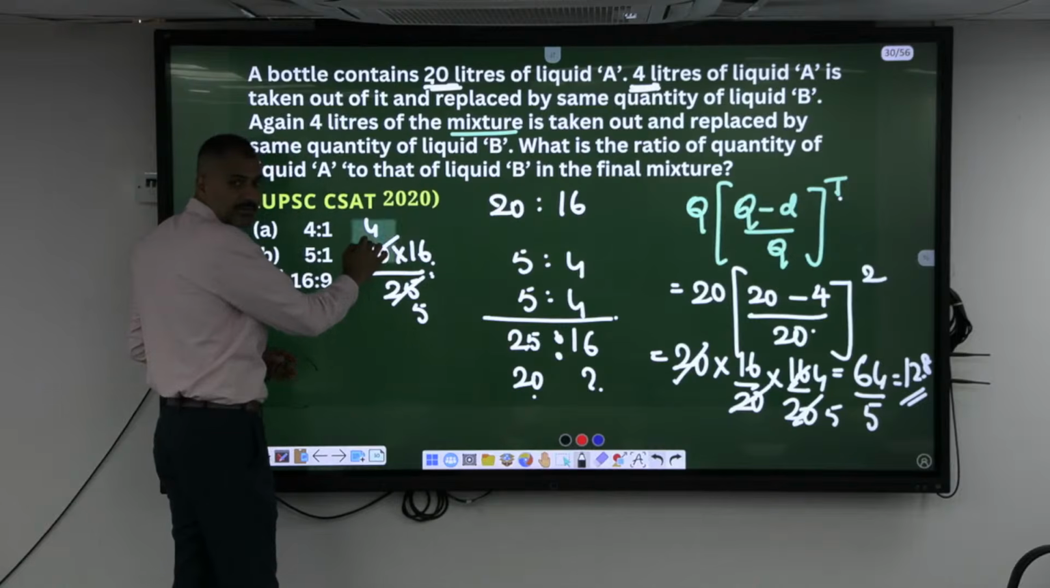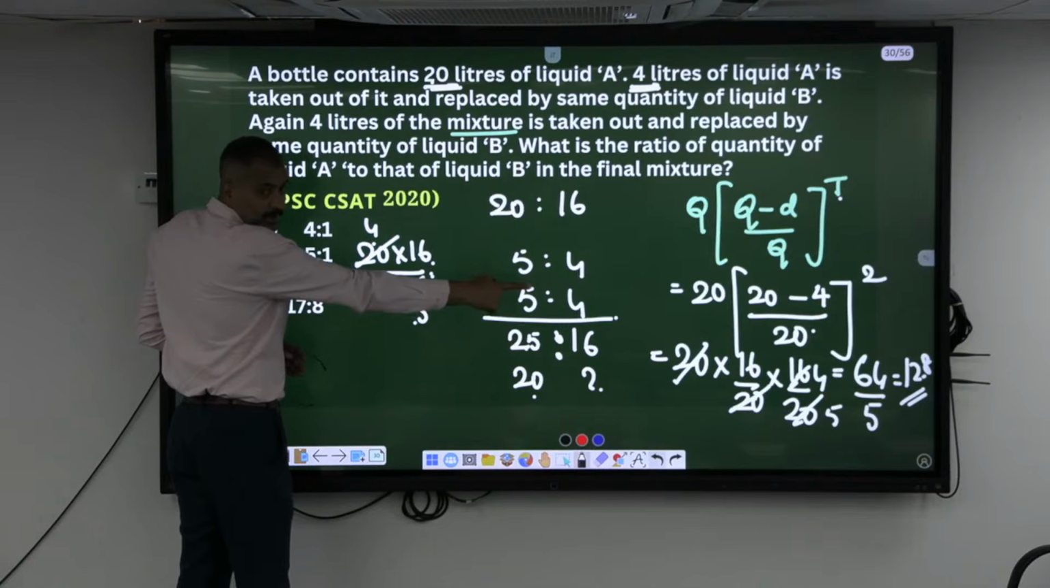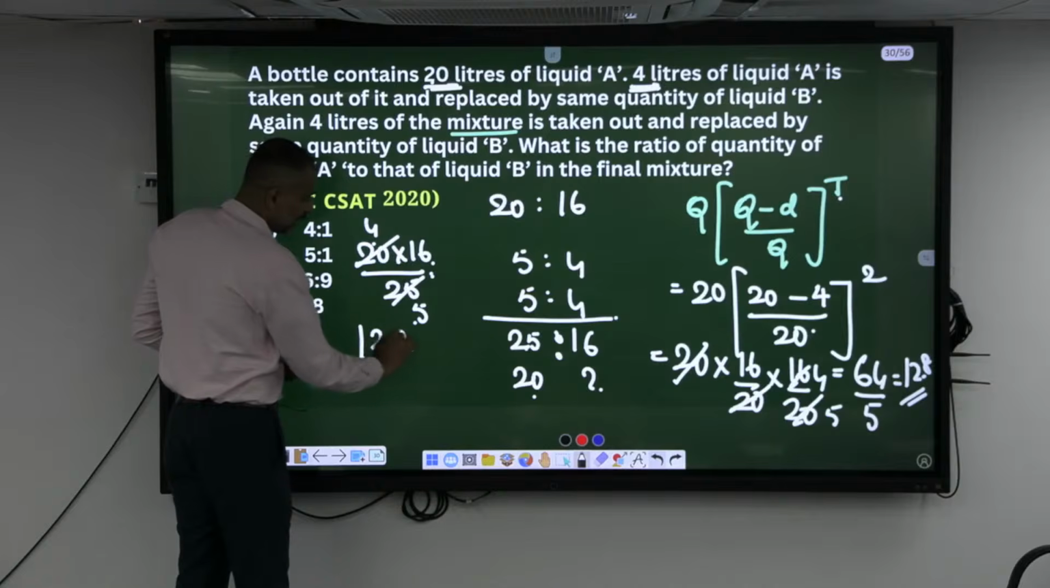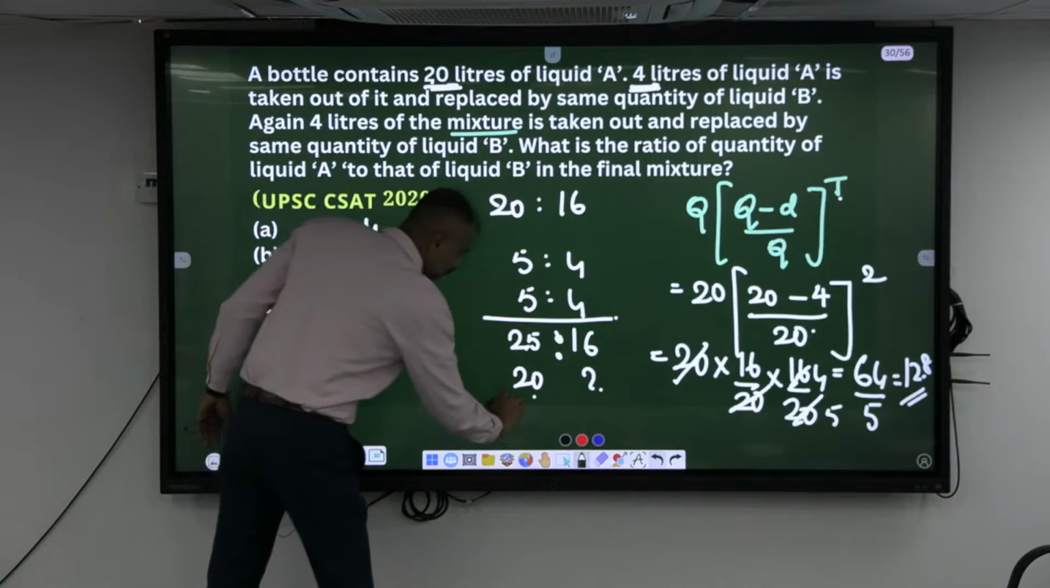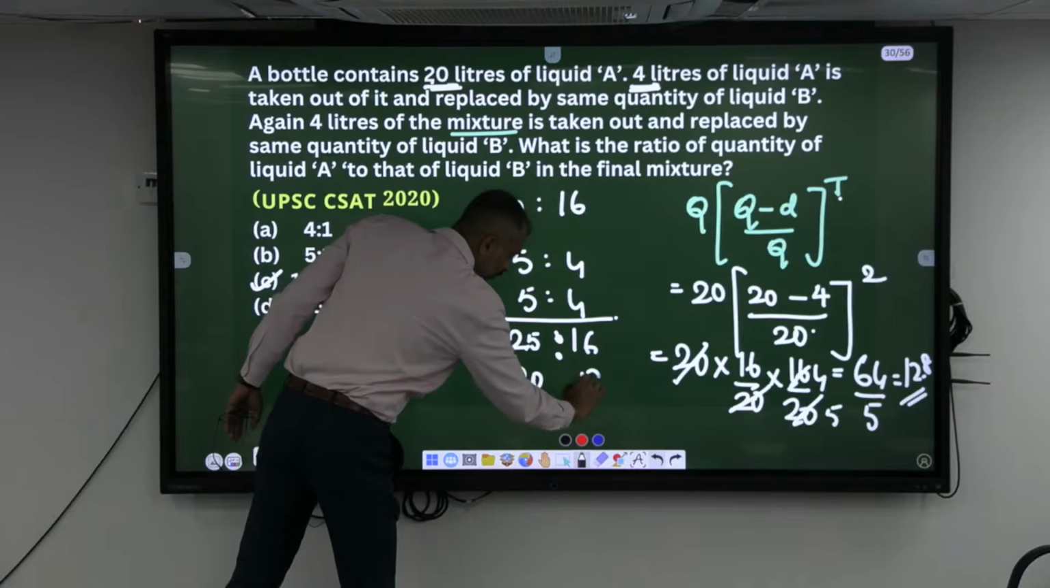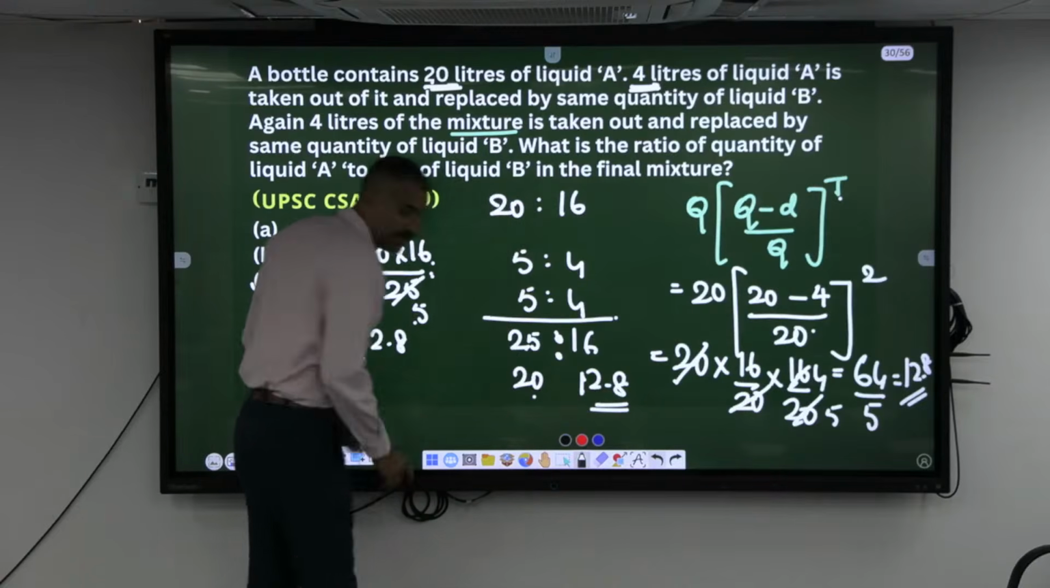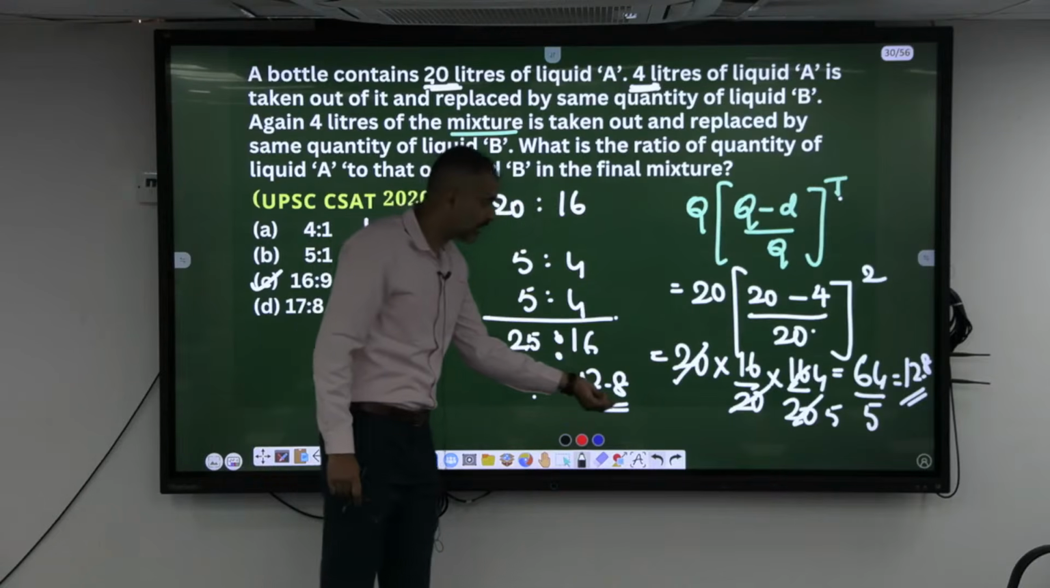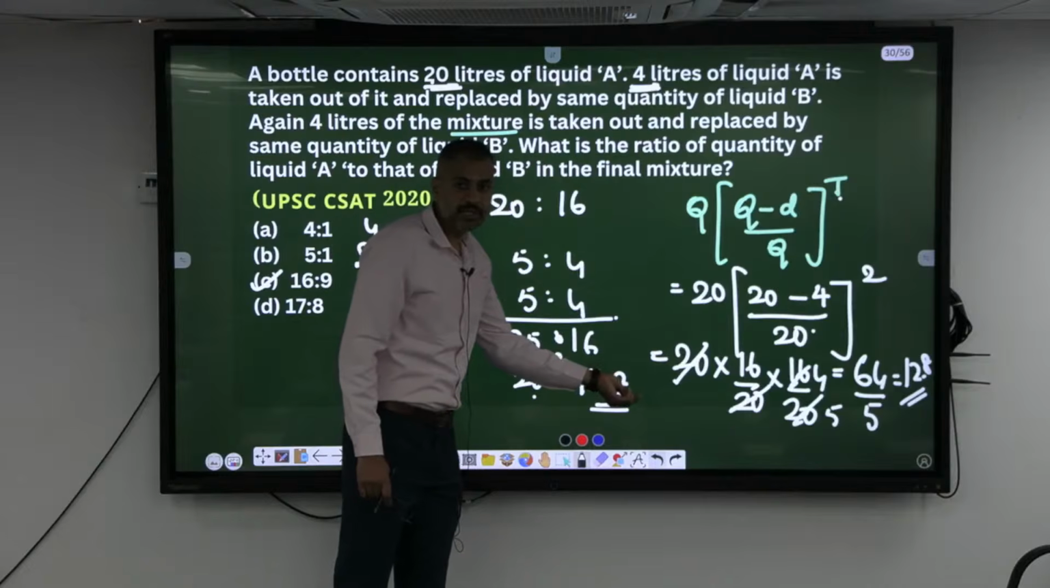16 into 4 is 64 by 5, same thing. Okay, which is 12.8. So this has to be 12.8 here. For 20, it has to be 12.8. If this is 12.8 out of 20, remaining has to be how much? 7.2. What is the ratio?